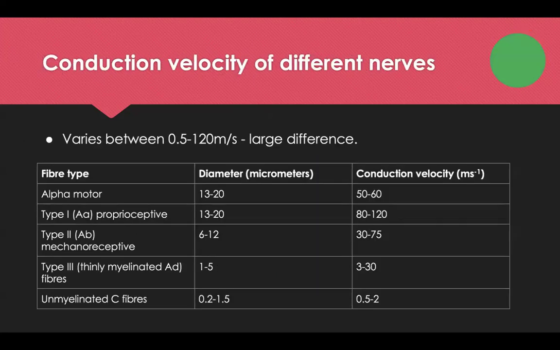Okay, so conduction velocities. This is back to our core material. Conduction velocity changes a lot depending on what type of nerve fiber you're looking at. You might consider thinking about why that is for an essay. So we have different types of fibers which are responsible for the transmission of different types of information. So you have your alpha motor fibers, which are pretty fast. The fastest ones are your proprioceptive ones. And then you have your unmyelinated type 3 and unmyelinated C fibers, which are slower, and those are really responsible for nociceptive transmission. So pain.